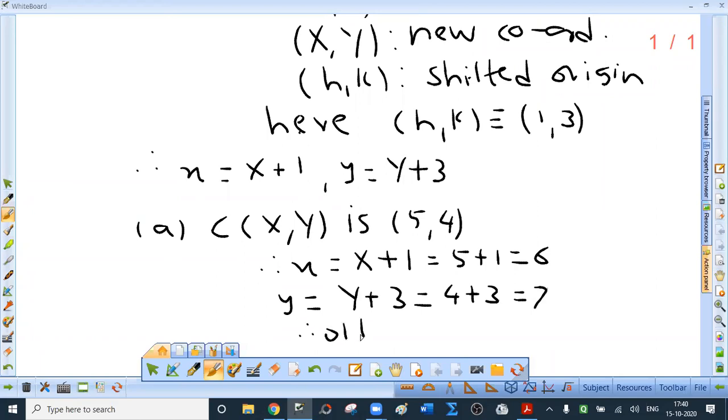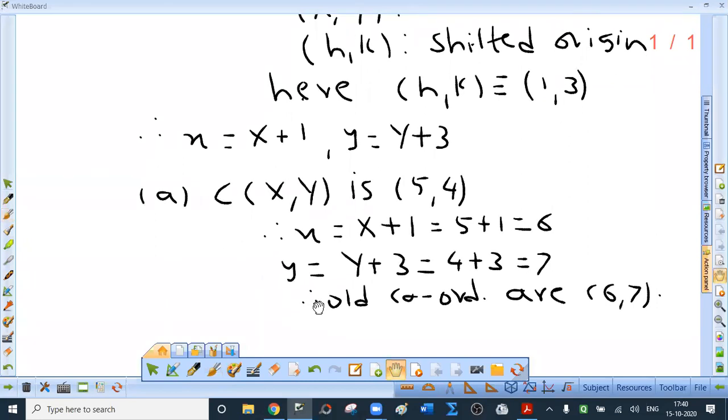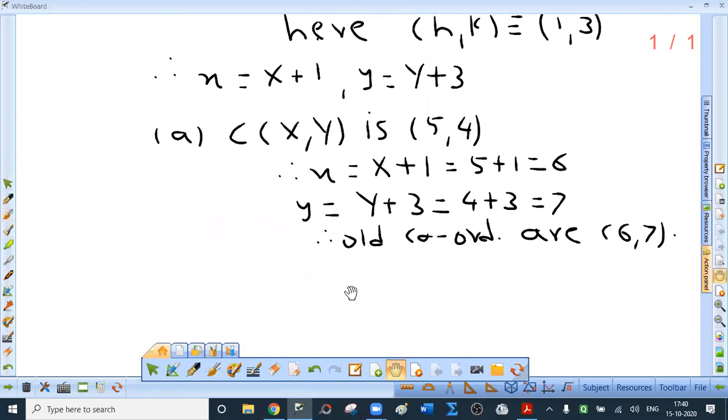So what are the old coordinates? Old coordinates are (6, 7). Okay, so this is the first part. See, only you have to substitute the values. Now the second, new coordinates. What are the new coordinates? (3, 3).